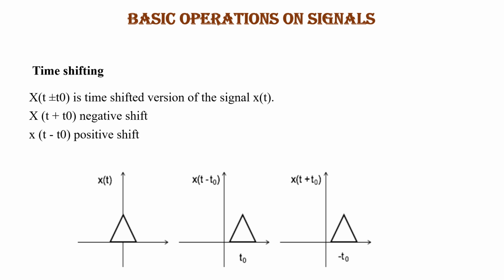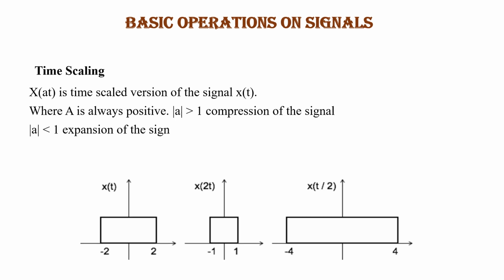Based on the t naught value, the waveform is shifted to the right side or left side. T naught value positive, the waveform is shifted to the right side. T naught value negative, the waveform is shifted to the left side. Time scaling operation can be represented as y of t equal to x of at. Based on the a value, the signal is a compressed or expanded version. When a value is greater than 1, the signal is a compressed version. When a value is less than 1, the signal is an expanded version.